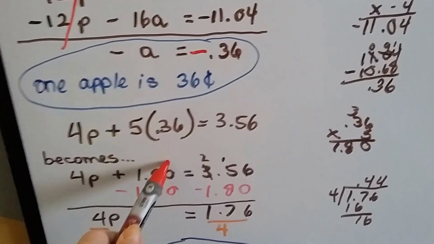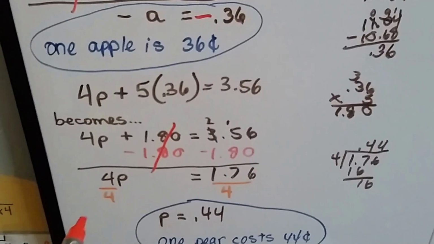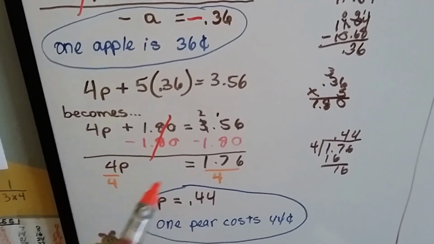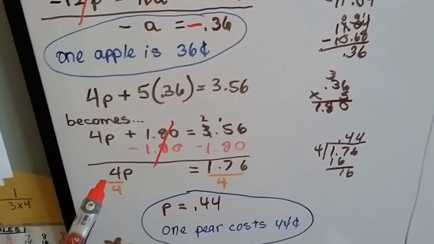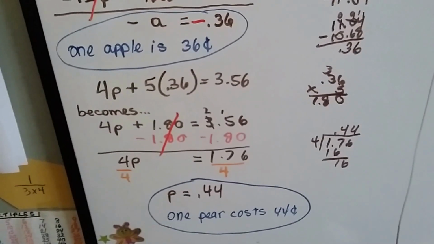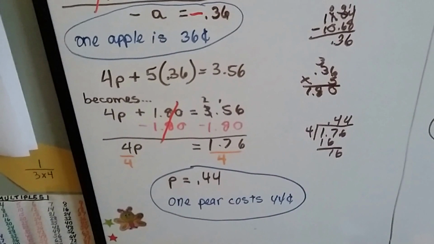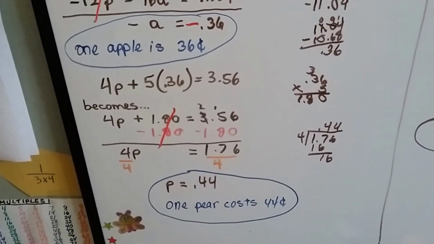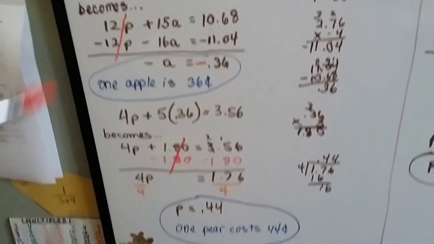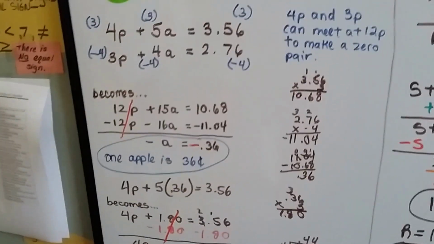Now that created a 0 pair, didn't it? So now we've got that 4 pears, 4p, is equal to $1.76. We divide each side by the coefficient 4, and we find out that the pears each cost 44 cents. We know an apple is 36 cents and a pear is 44 cents. See? Just very slowly, step by step, okay?